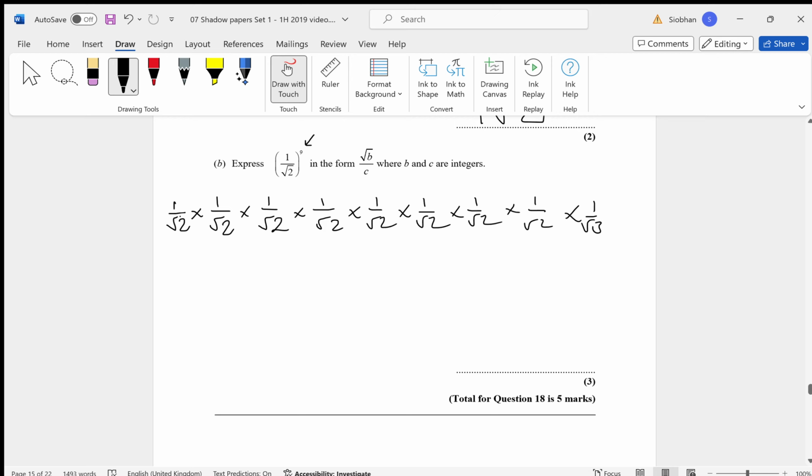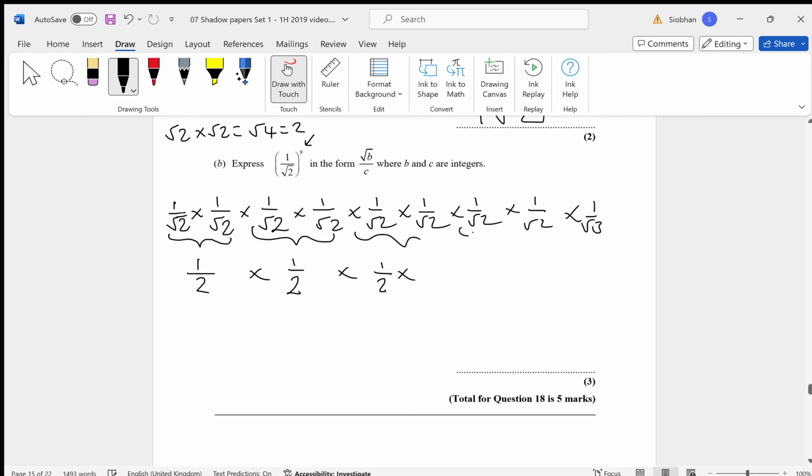Now, if you multiply these two first fractions together, multiply the top numbers. 1 times 1, the numerator is 1. And then if you've got a root 2 times a root 2, root 2 times root 2 is root 4, and the square root of 4 is 2. So that gets you a half. So that means for each of these, they're going to be a half. And we've got 4 of those.